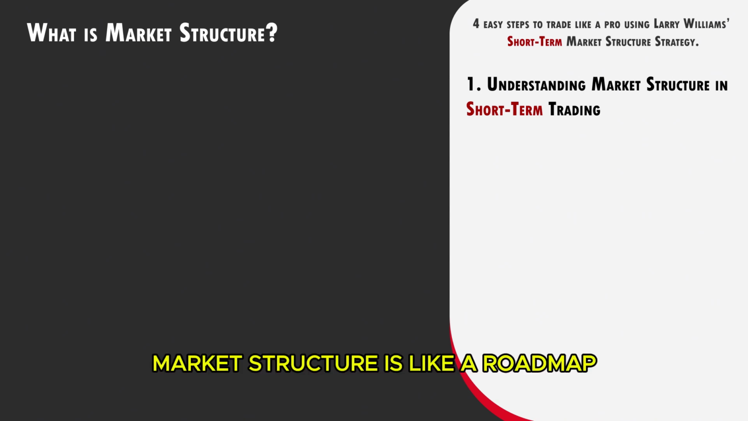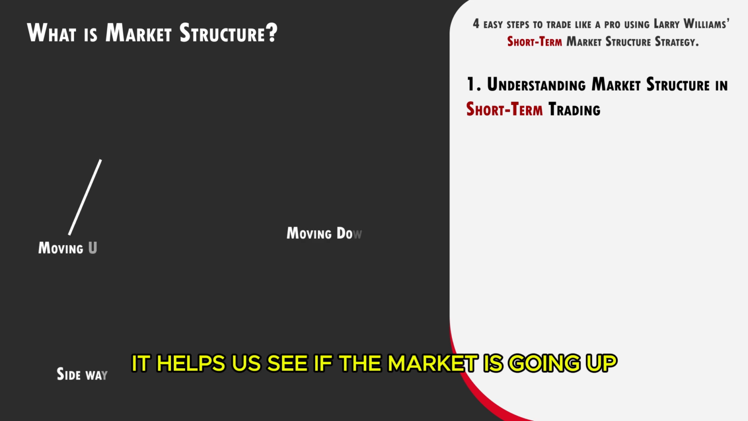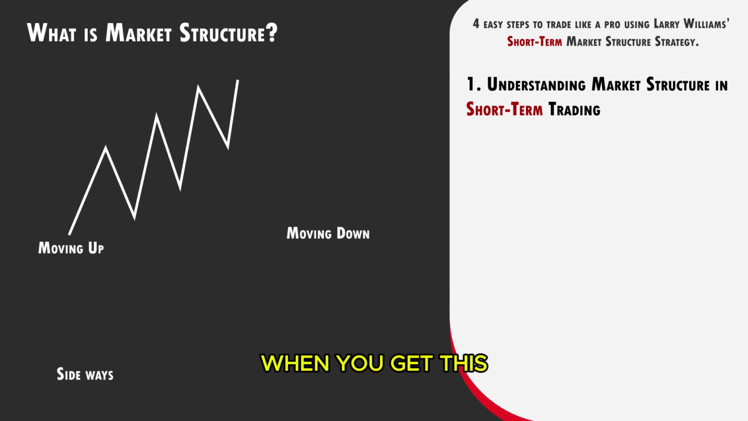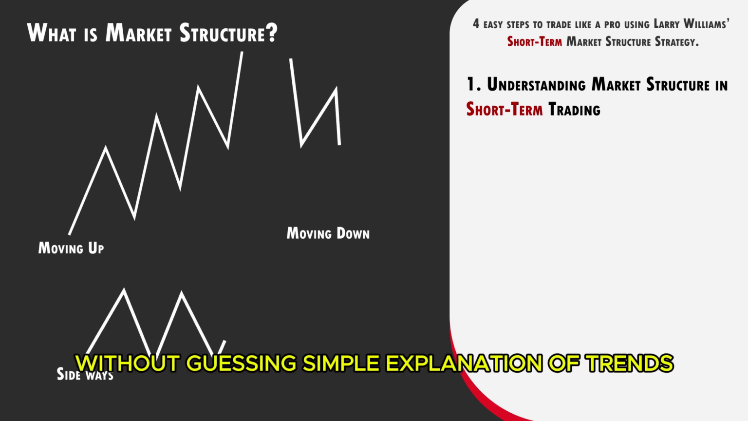Market structure is like a roadmap that shows us how price moves. It helps us see if the market is going up, down, or just moving sideways. When you get this, you will know when to enter or exit a trade without guessing. Simple explanation of trends. 1.